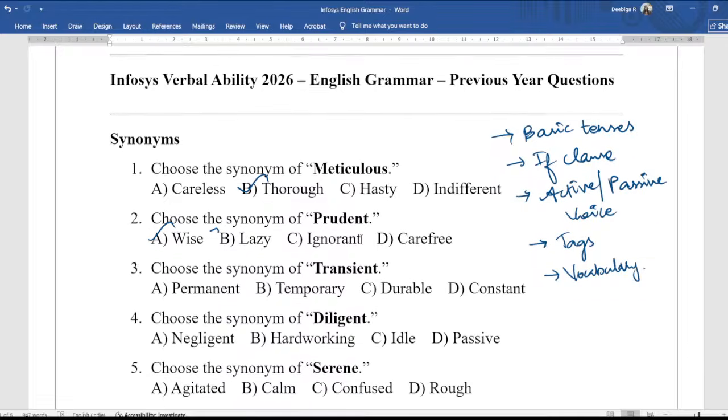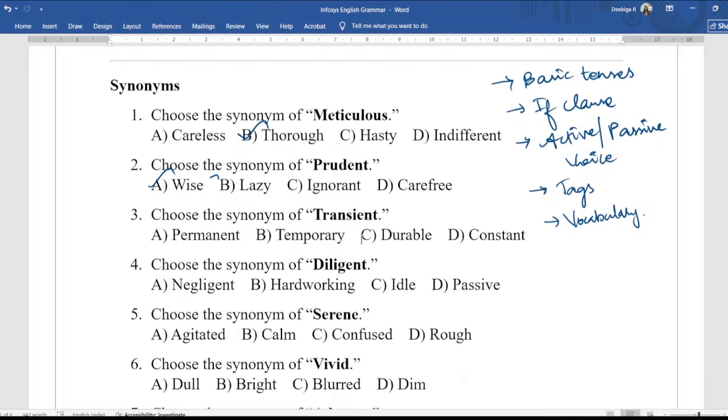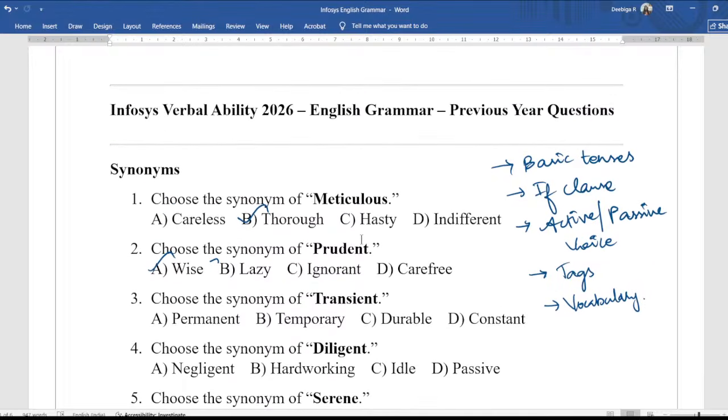Choose a synonym of transient. So basically, transient means something that's temporary, not permanent, something that's short lived. So the answer would be temporary. And permanent is the antonym of transient. Transient represents how long something persists. So temporary is the correct answer. Durable refers to the strength. We are not talking about the strength. And constant doesn't really come under the synonym of transient.